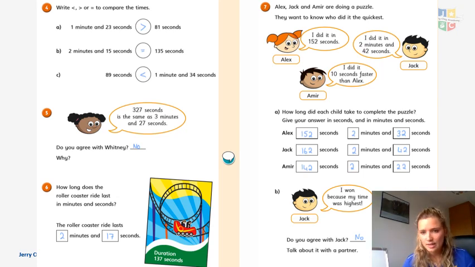And then Jack has said, I won because my time was the highest. Do you agree? Well, no, we should disagree, because if it has taken you longer to do something, so you've got a higher number of seconds or a higher time, that means it's taken you longer. It doesn't mean that you have done it the quickest or the fastest time.